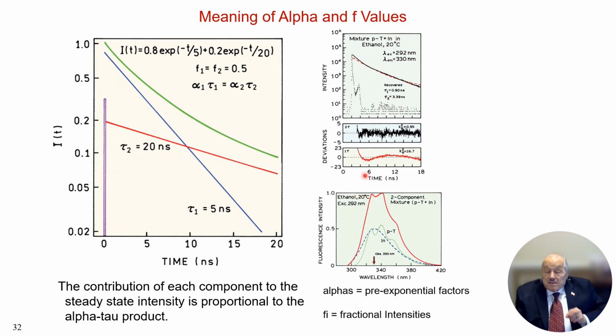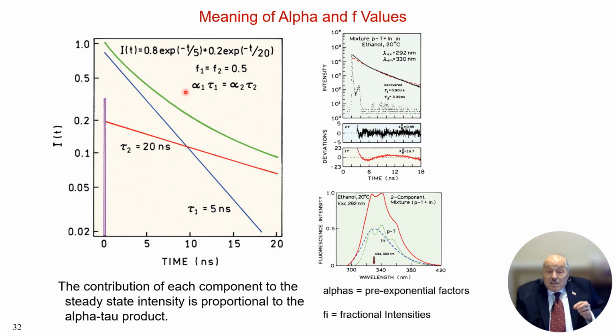What are the meanings of the terms in the intensity decays? Whenever we recover a decay, it's a pre-exponential factor and a decay time, and another pre-exponential factor and a decay time. This is a 2 exponential decay. So if you looked at these two numbers, you might say, oh, there's a lot more of the 5 nanosecond component because the pre-exponential factor is four times larger than the 20 nanosecond component. That is a misinterpretation of the data.